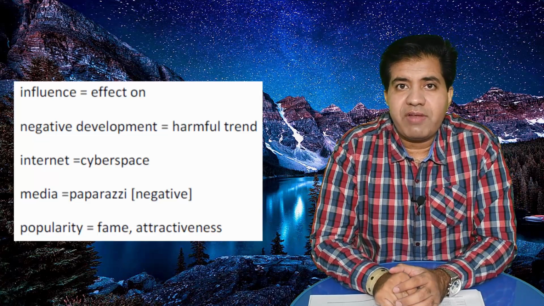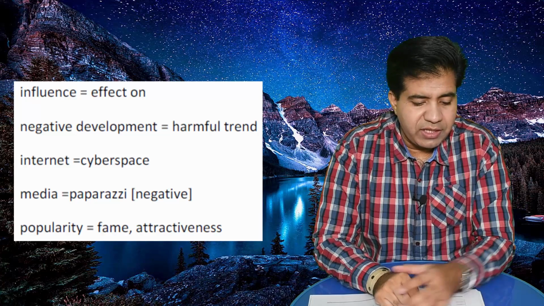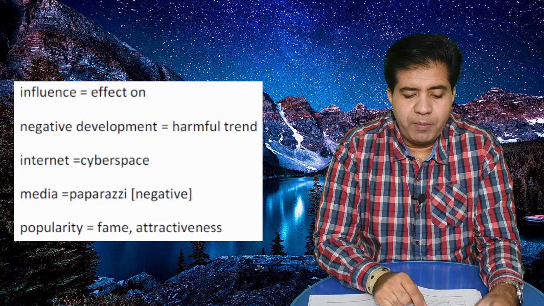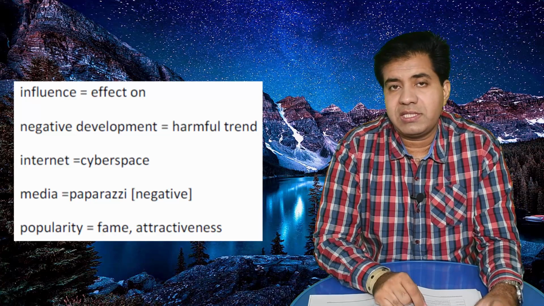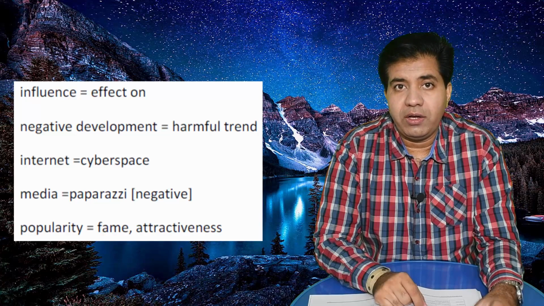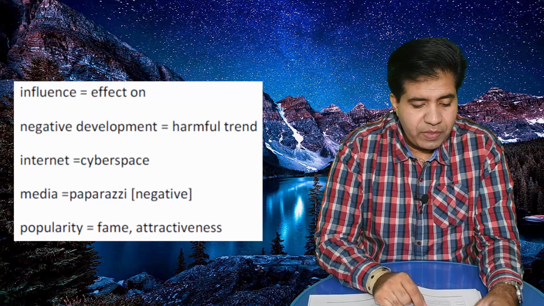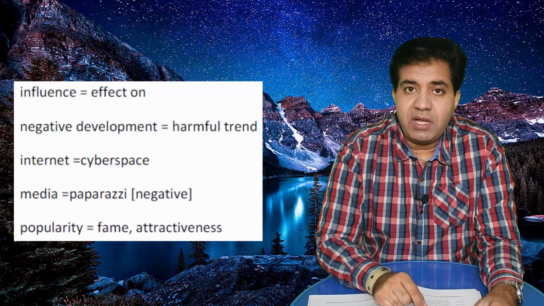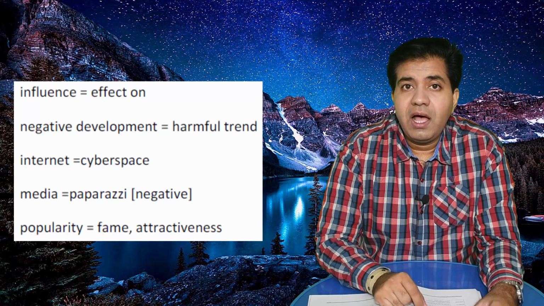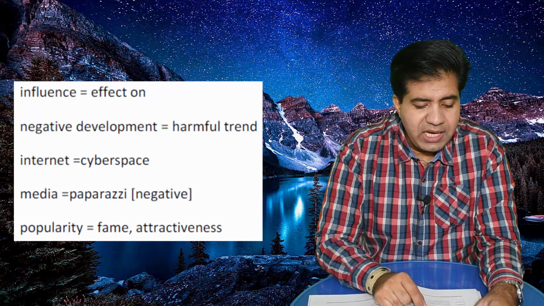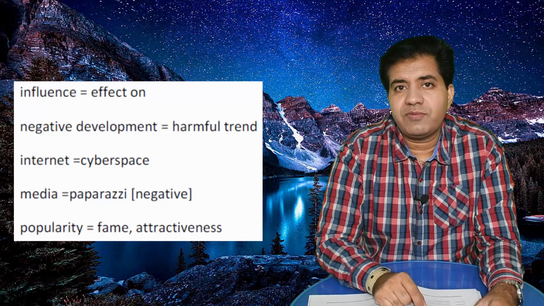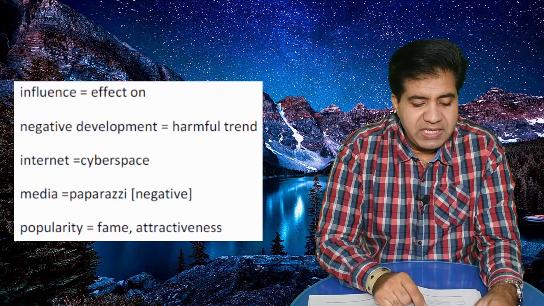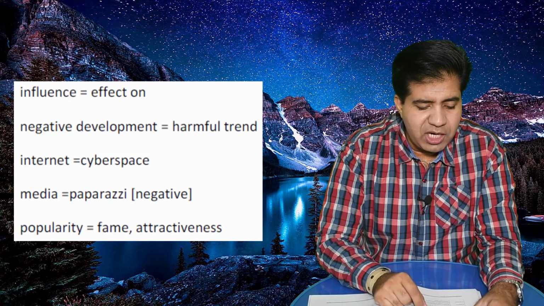Okay guys, the next topic is media, which is also very common in IELTS essay writing. So the paraphrasing of some common topic words: influence, you can use effect on, effect with E. Negative development. For negative development you can use the word harmful trend. Internet. For internet you can use the word cyberspace. Media. For media you can use the word paparazzi.